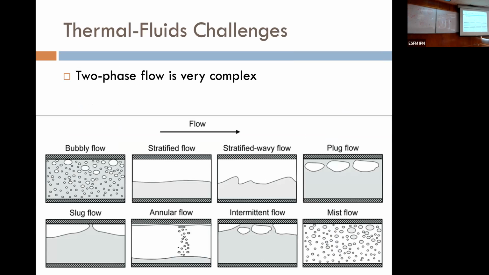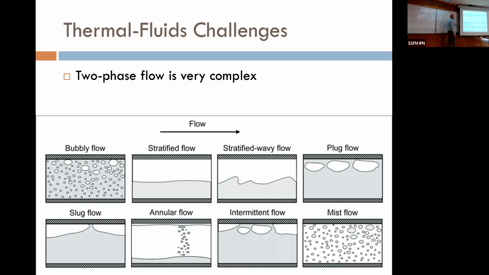Thermal fluids is also a problem. In light water reactors, there is always boiling. In a boiling water reactor, it's heavy boiling. But in a pressurized water reactor, there is subcooled nucleate boiling happening. In any accident in a light water reactor, you are always concerned about boiling flow. So every single light water reactor has to deal with boiling flow, and boiling flow is incredibly complex.